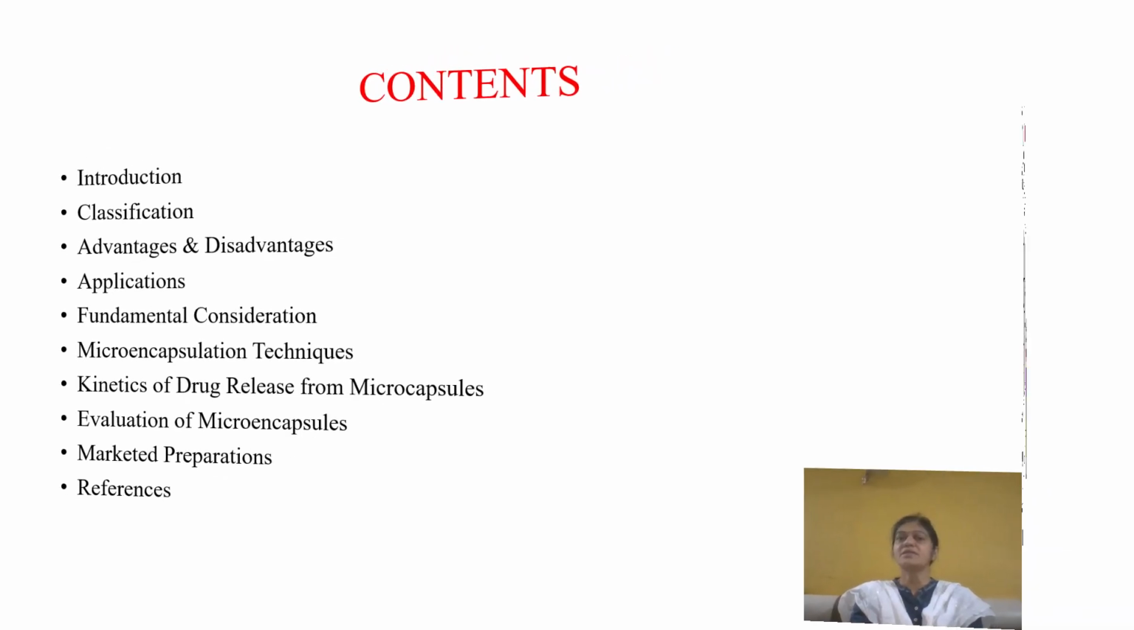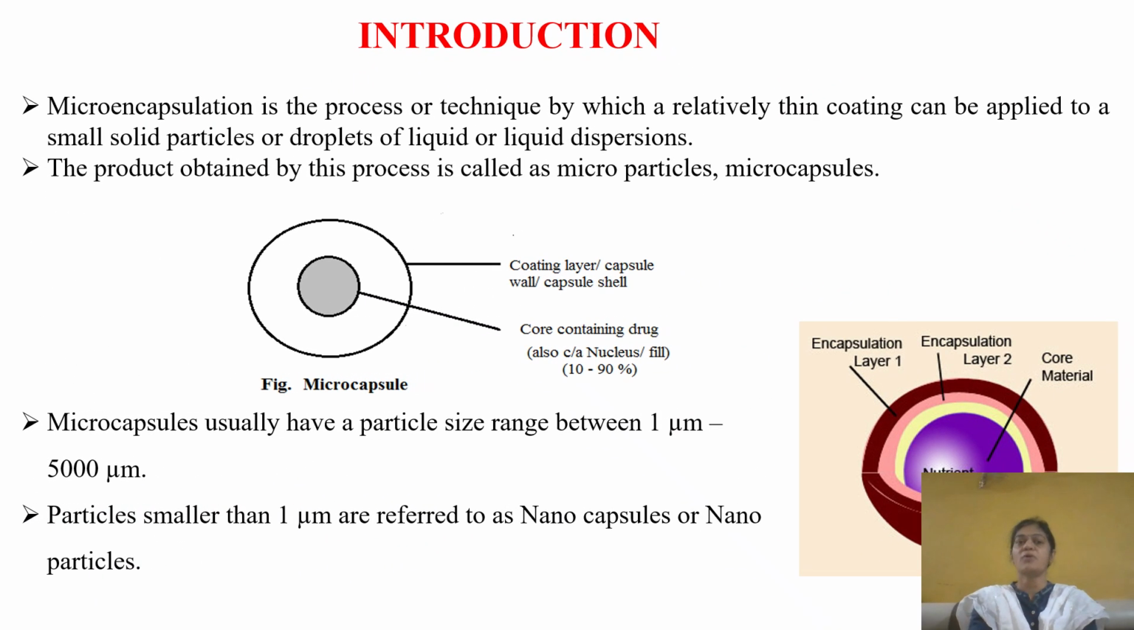Now, let us see what do you mean by microencapsulation. So microencapsulation, it is the novel technology. It's the process or technique by which a relatively thin coating can be applied to small solid particles or droplets of liquid or liquid dispersion. Now this product which is obtained is called as a microparticle or microcapsule.